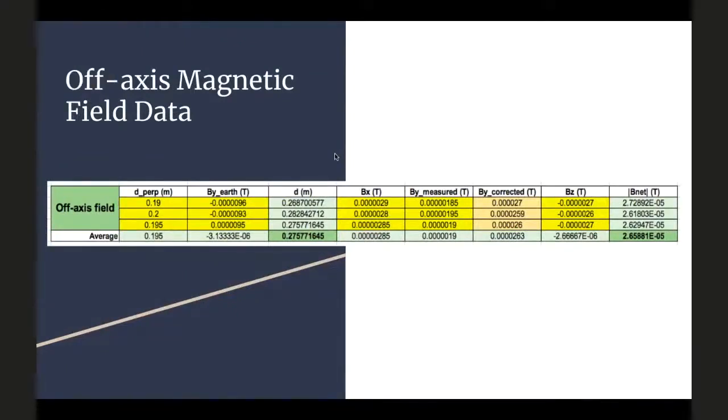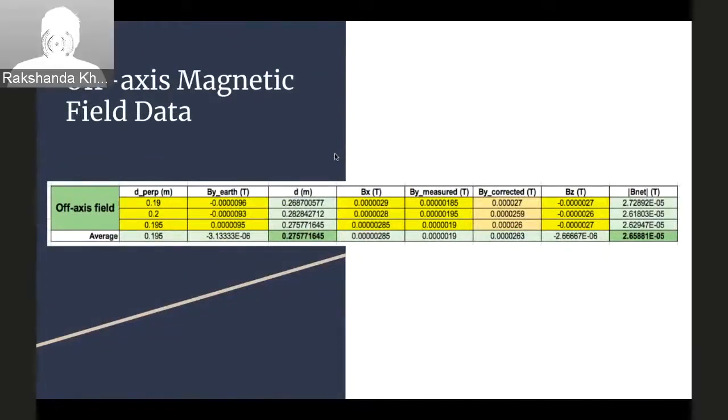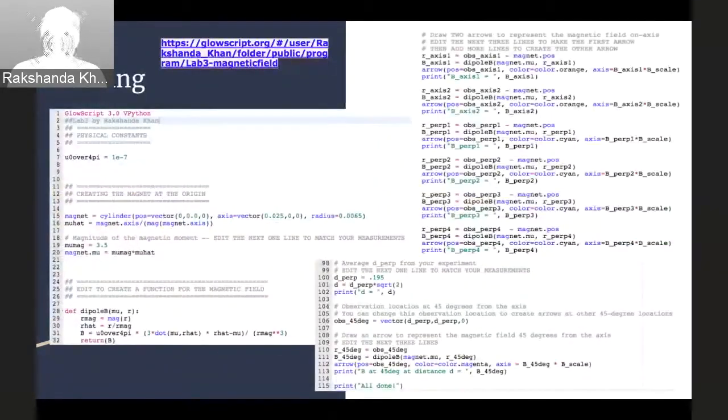Here is the off-axis magnetic field data. Once again, you can pause if you need to. And then finally, we'll move on to the coding part of this lab. So I'll just talk about the most important parts of my code.